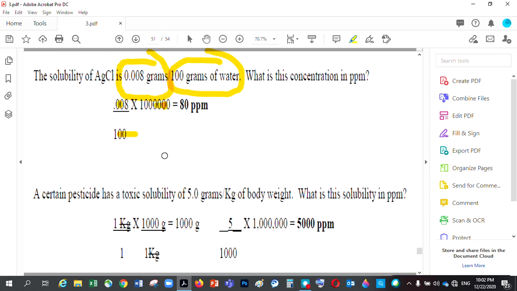A certain pesticide has a toxic solubility of 5 grams per kilogram body weight. What is the solubility in part per million? Take the grams first. 1 kilogram is 1000 grams, so 5.0 grams divided by 1000 grams, this is 1 kilogram, multiplied by 10 power 6, correct? And 3 zeros cancel out, you get 5000 parts per million.